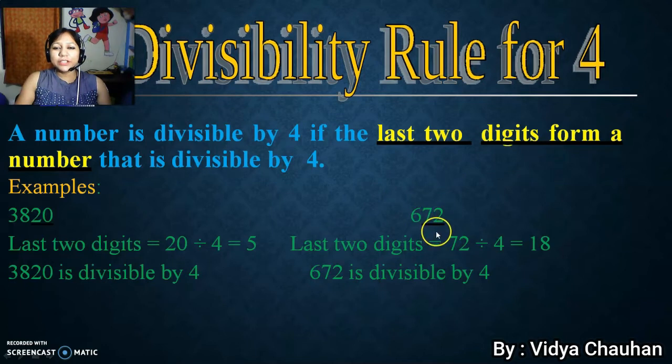The last two digits are 72, the digits at the unit place and tens place. So the last two digits 72, is it again divisible by 4? Yes. Since it is divisible, that means the whole number 672 is also divisible by 4. And you may also check it out, because these divisibility rules are valid for each and every condition satisfied here.